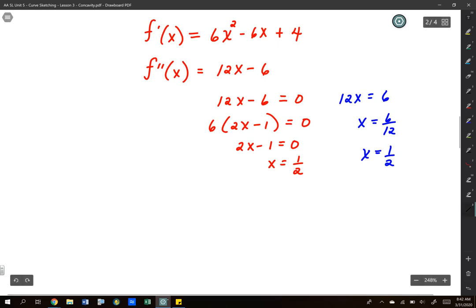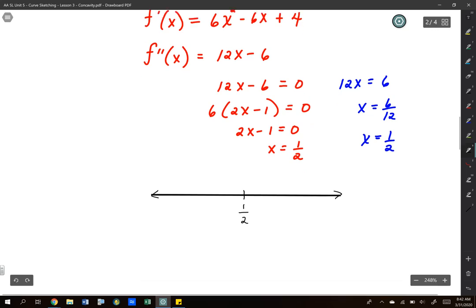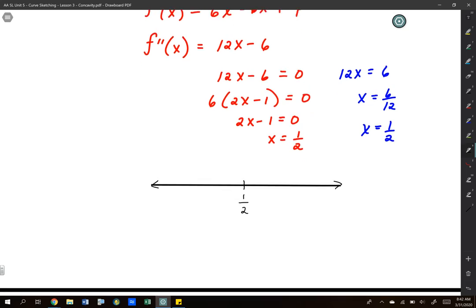Now we have our critical value identified for concavity. So we're going to draw a line here. We're going to do a sign diagram. We're going to plot our critical value that we got when we took our second derivative and set it equal to 0. And just like when we tested for intervals of increasing and decreasing, we put in test values, only this time the test values are going to go into the second derivative. So I need a value before 1/2, and I'm going to pick a nice easy one, which would be 0. And I'm going to need a value after a half. And of course, I'm going to pick another easy number, which would be 1.